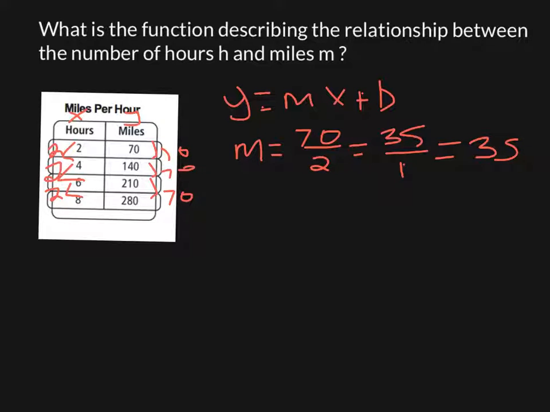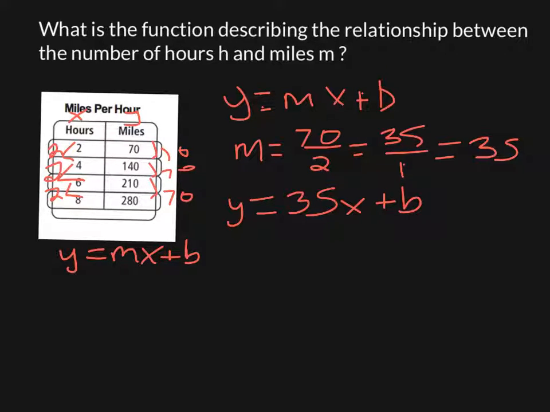So we're going to plug in our slope here. That would be y equals 35x. I don't know my b yet, so we're going to just keep that as b for right now. There are several ways of figuring out your y-intercept, but for this type of problem, we're going to stick with the slope-intercept form. We could use point-slope, and that's your choice, but I'm going to do it in this form.